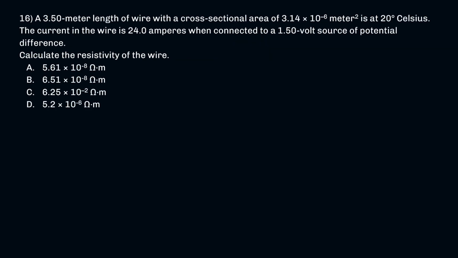All right, so example number 16. We have a 3.5 meter length of wire with a cross-sectional area of 3.14 times 10 to the negative 6 meters squared at 20 degrees Celsius. The current in the wire is 24 amperes when connected to a 1.5 volt source of potential difference. Calculate the resistivity of the wire.